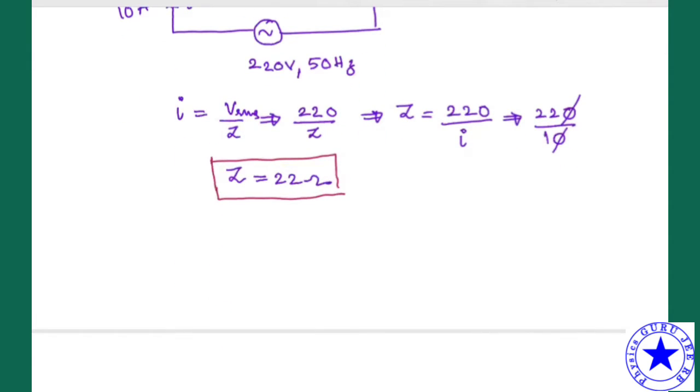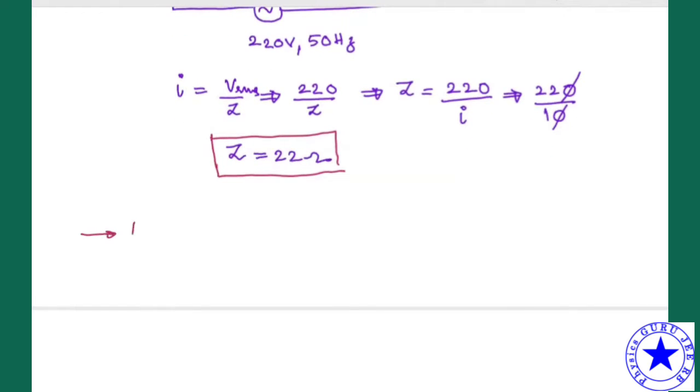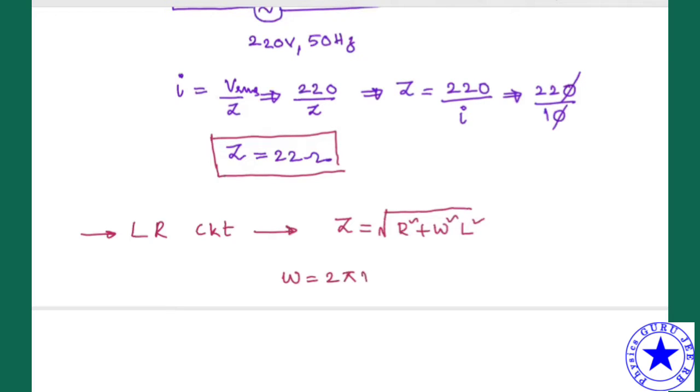Now for series LR circuits, we know what the impedance will be. The impedance for an LR circuit can be calculated as Z equals the square root of R square plus omega square into L square. Omega is nothing but 2 pi n. The frequency given in the problem is 50 hertz, so 2 pi into 50 gives 100 pi radian per second.